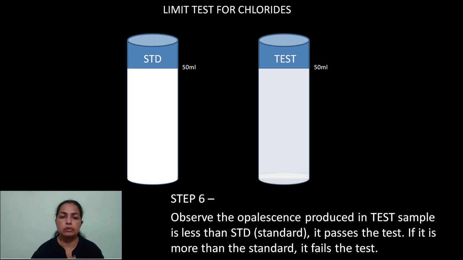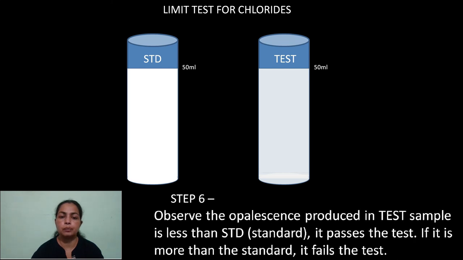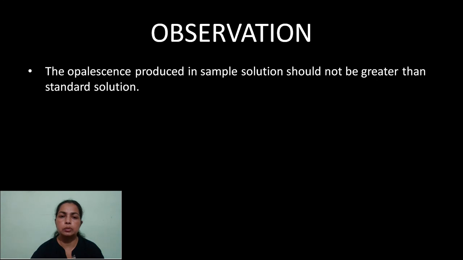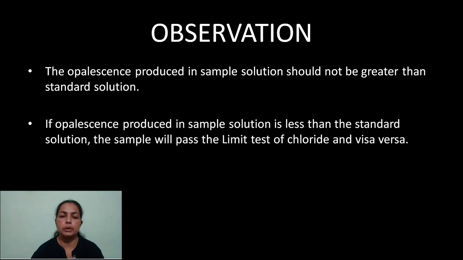After 5 minutes we would be able to see opalescence produced in both the cylinders, the standard and the test. Then we will compare the opalescence of both the solutions, and we can write the observations as: if the opalescence produced in the sample solution is greater than the standard solution, then we will say that the sample has failed the test, and if the opalescence produced is less than that of the standard solution, we will say that the sample has passed the limit test for chloride.